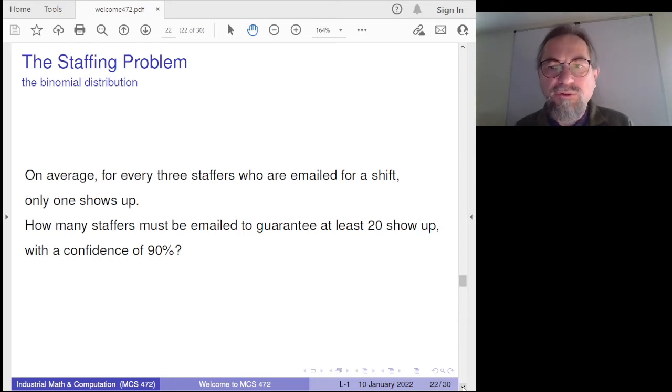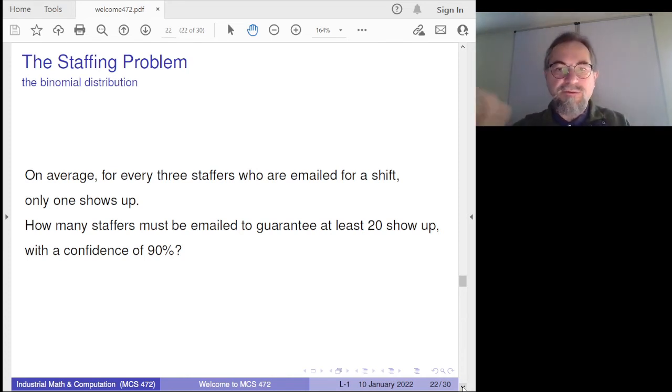All right. Second problem, here you are a manager, say in a store or in a warehouse, and you need to schedule staffers. So you have a number of employees, and if you email them, they are aware that you require their presence for the shift. But you know from experience that only 1 in 3 shows up. So how many staffers should you email?